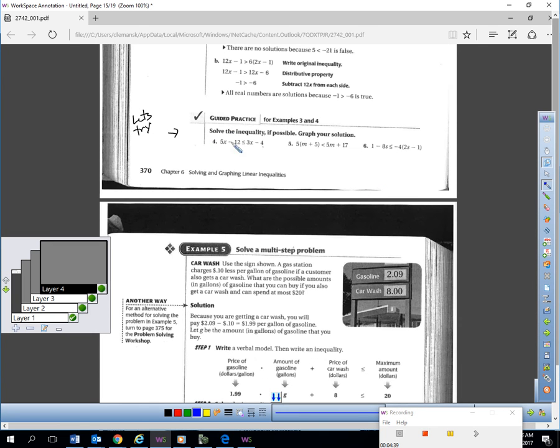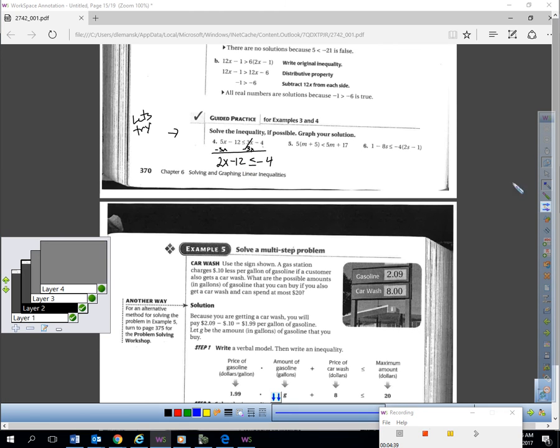So let's try. Here's the first. Let's solve this inequality if we can and graph it. Well, 5x minus 12 is less than or equal to 3x minus 4. I can't simplify either side, but I notice variables on each side, so let's immediately get the variables on one side. Take away 3x first. 2x minus 12 is less than or equal to -4.